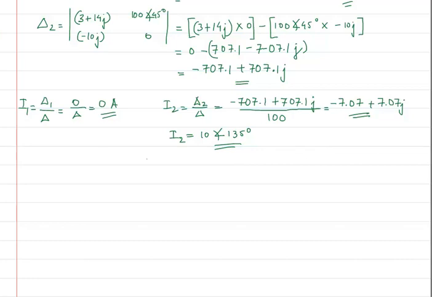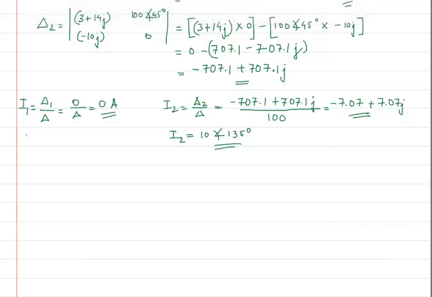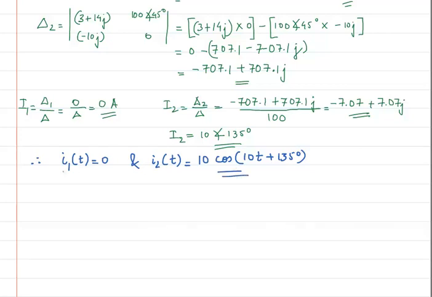But now since it is written as an AC circuit in time domain, therefore I1 of t is equal to 0 and I2 of t is going to be equal to, and I have to write this from phasor to normal format, 10 cos(10t + 135 degrees), where omega is 10 if you remember. Now it is over.